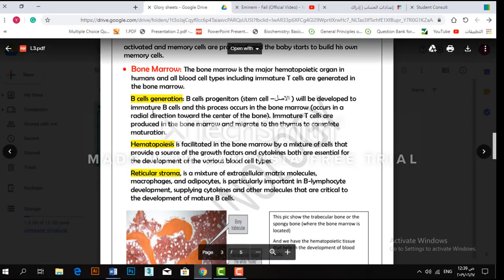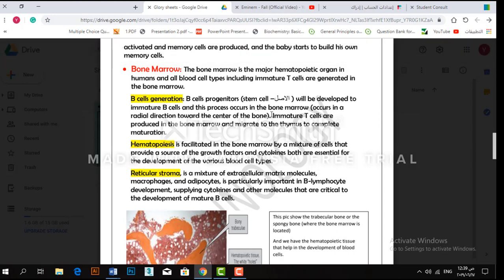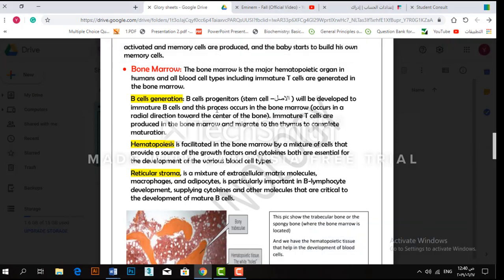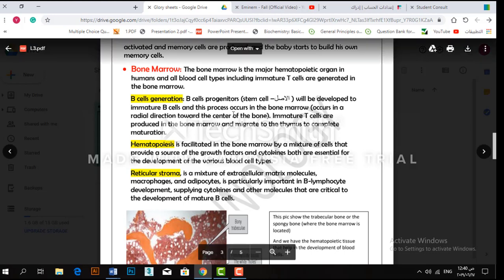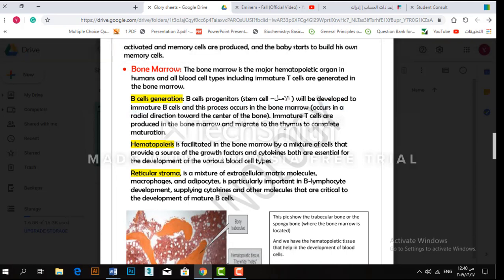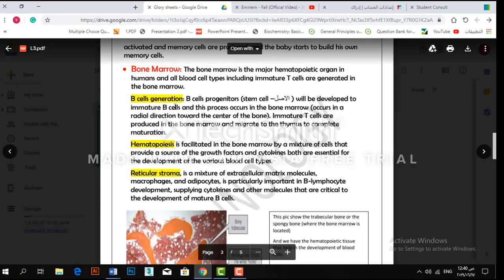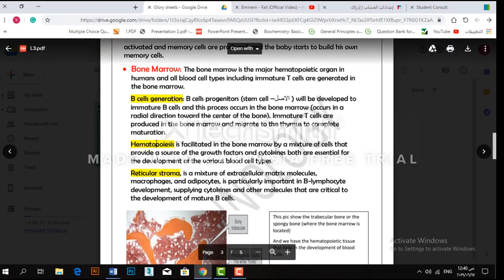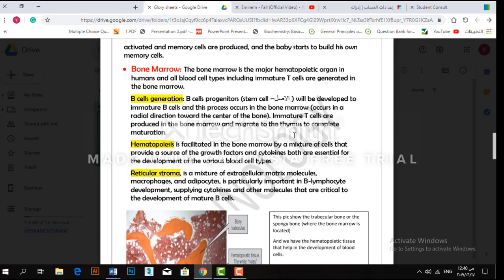Now, what will happen to the immature B cells? So B cells generation: we have B cell progenitors, or the stem cells of the B cells. Now what will happen? Those stem cells will develop into immature B cells, and this process occurs in the bone marrow, in the radial direction toward the center of the bone. Now what will happen to the immature T cells? As we mentioned, they are produced in the bone marrow and migrate to the thymus to complete maturation.